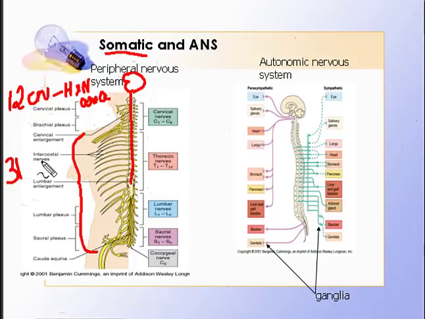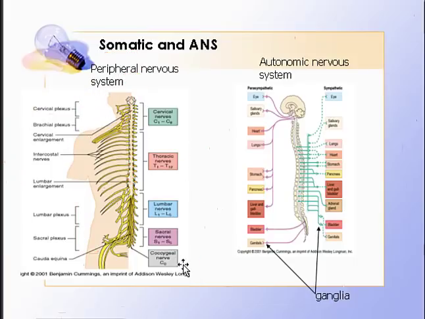And in these 31 pairs of spinal nerves, you have 8 cervical, 12 thoracic, 5 lumbar, 5 sacral, and 1 coccygeal. So that's the somatic part of the nervous system. Let's look at the autonomic part. And we said the autonomic was divided into a sympathetic and a parasympathetic.